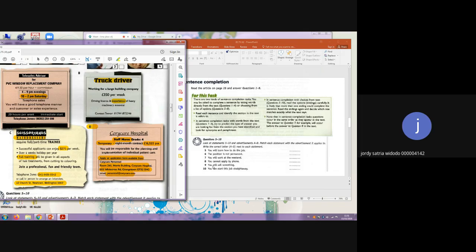Then number 9, you will sell something. Now it is obvious. Telesales advisor. If you are a sales advisor, you must be selling something. That's why number 9 belongs to advertisement A. And number 10, you can start this job straight away. If it is straight away, meaning immediate start, number 10 belongs to advertisement A.